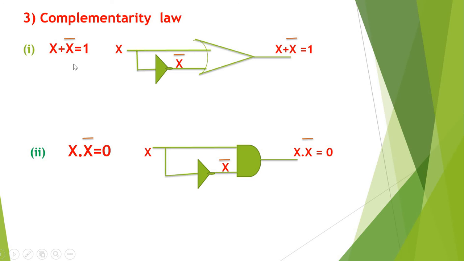See here, first theorem: x plus x bar is equal to 1. Second theorem: x dot x bar is equal to 0.